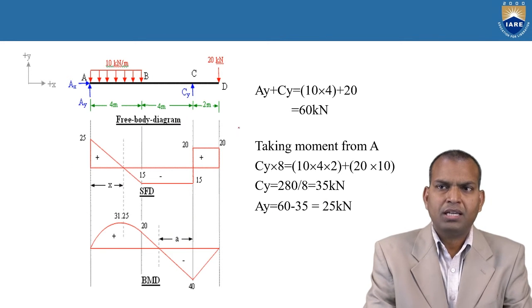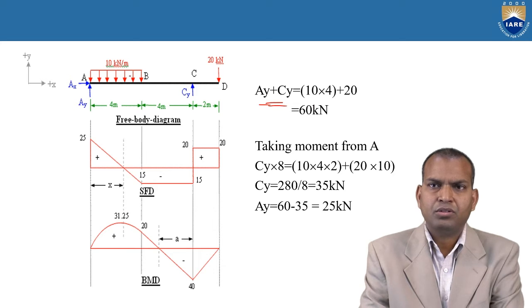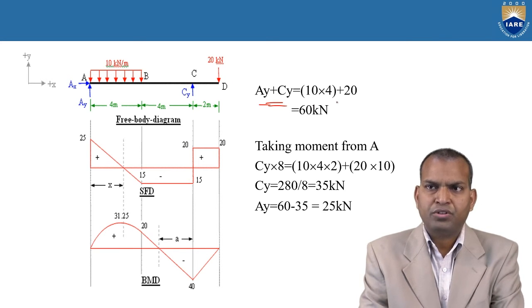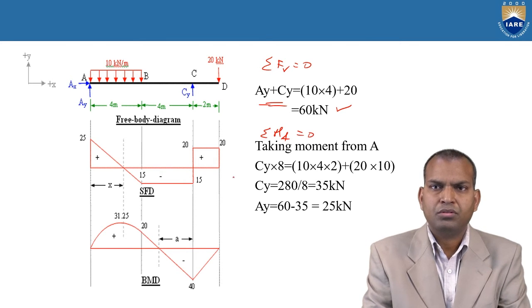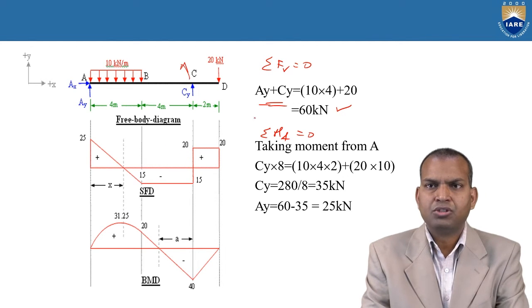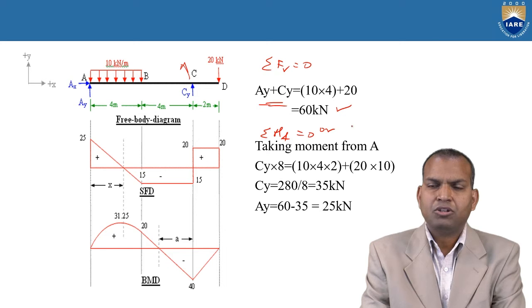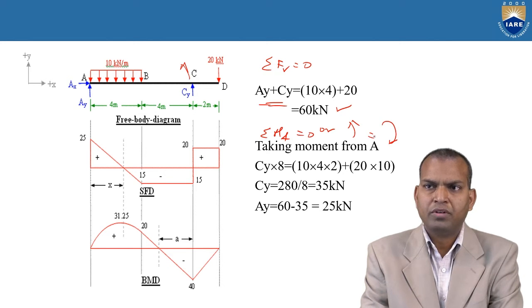Using upward forces equal to downward forces, AY plus CY equals 10 into 4, which is 40, plus the downward 20, that is 60 kilonewtons. This is sigma FV equal to 0. Next, we apply the moment equilibrium, sigma MA equal to 0. Counterclockwise moment equals clockwise moments.